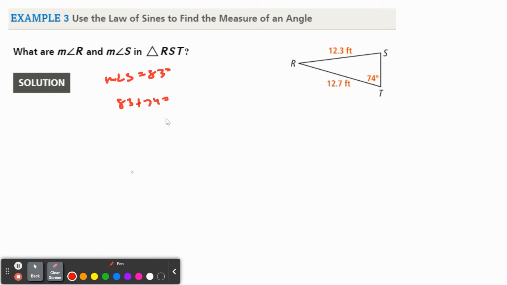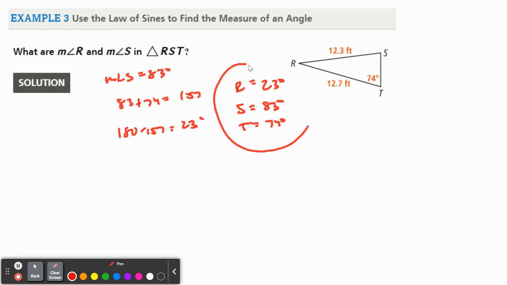157. Subtract that from 180, 180 minus 157, and that is 23 degrees. So now we have all three angles. Again, using their capital letters, angle R is 23 degrees, angle S is 83 degrees, and angle T is 74 degrees. So we got the three angles. So now the last thing to find is side R, right?